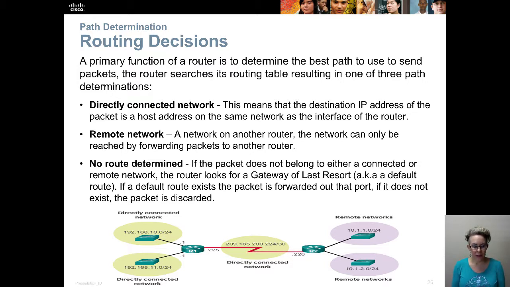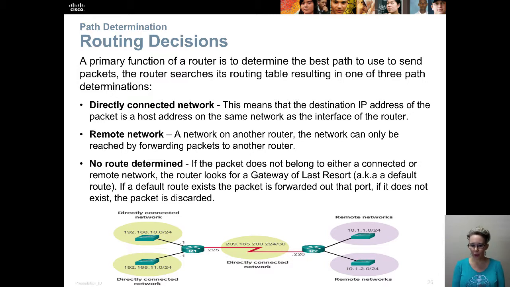Next, that same R1 has 2 remote networks, the networks in purple. So R1's remote networks are 10.1.1.0/24 and 10.1.2.0/24. So if you ask yourself how many different networks are going to be inside of its routing table, you should get an answer of 5. We've got 1, 2, 3, 4, 5.